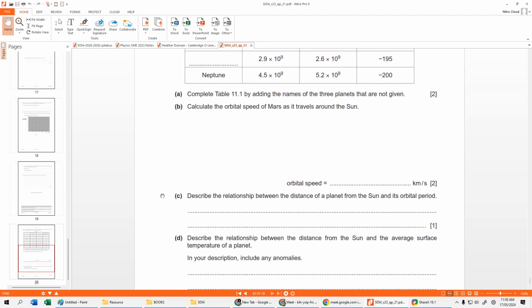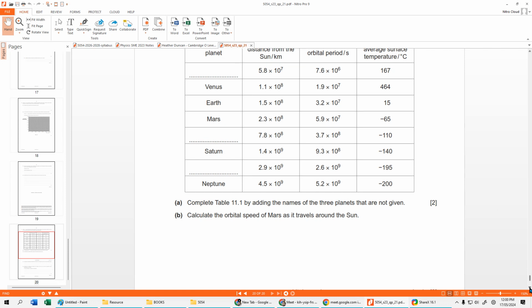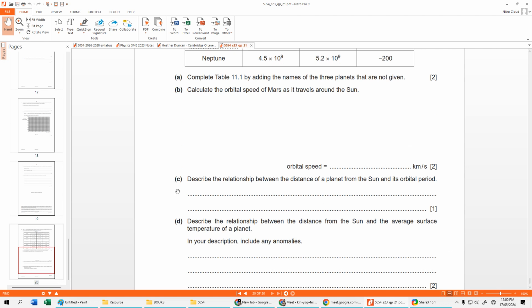Describe the relationship between the distance of a planet from the sun and its orbital speed. Describe the relationship between the distance of a planet from the sun and its orbital period. Look at the pattern of the orbital period, is it slowly increasing or decreasing? Check it out, you see for yourself. It is slowly increasing, and that is what you are going to write. Do not ever write directly proportional. What you are going to write: as distance increases from the sun, orbital period also increases. That's it. If one increases, the other increases; do not jump ahead and write directly proportional.